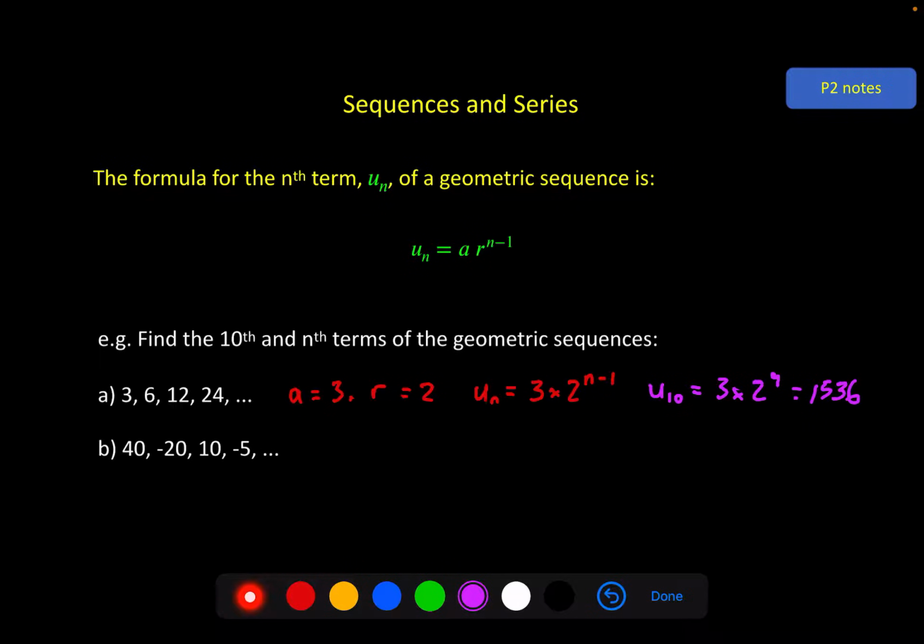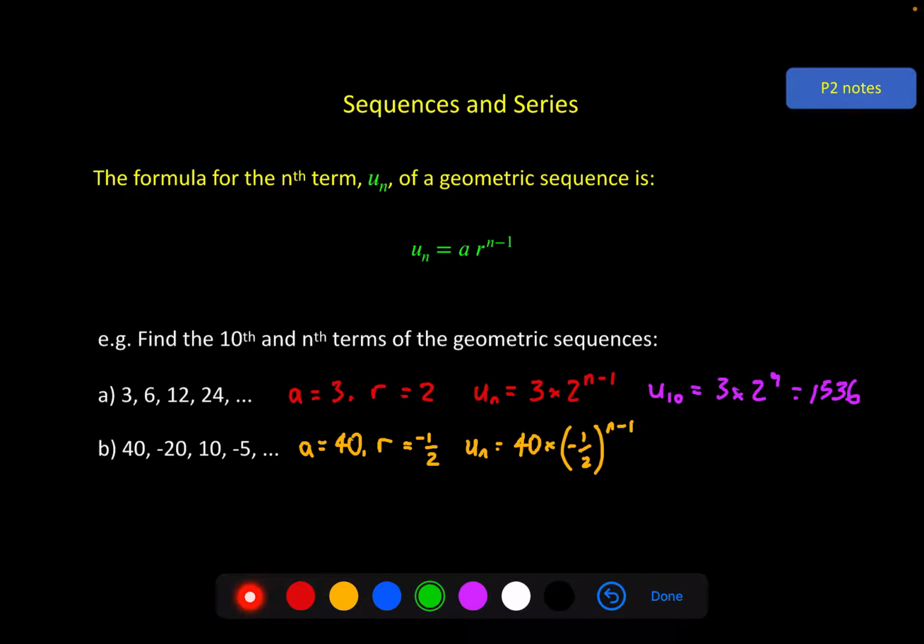Second example, we've got a is equal to 40. Here r is equal to a negative, and it's getting smaller by 2, so it's -1/2. That makes my nth term 40 times, now be careful to put your negative r in a bracket here, because that negative is part of the r, so that also needs to be raised to the power of n-1. So put brackets around that if it's a negative.